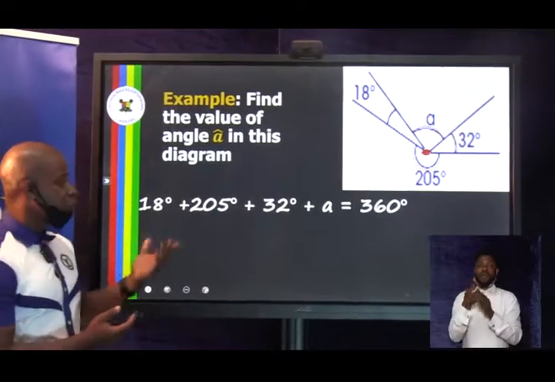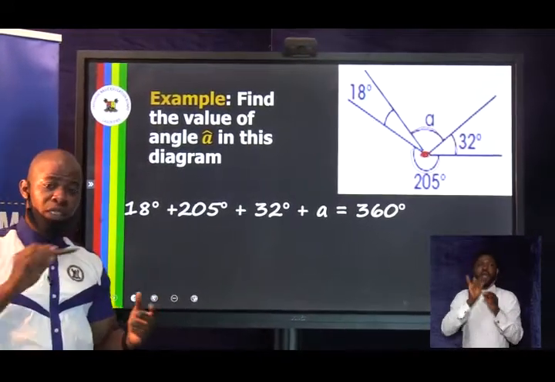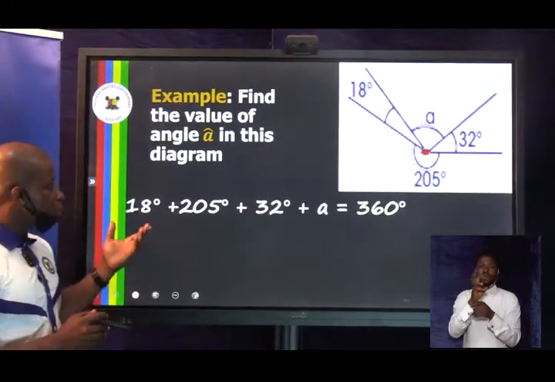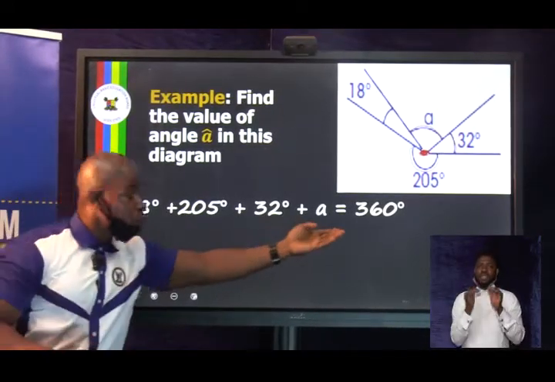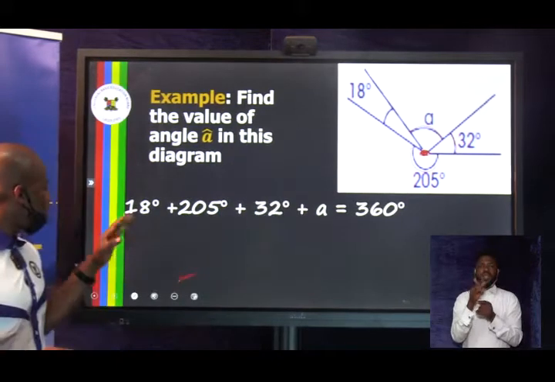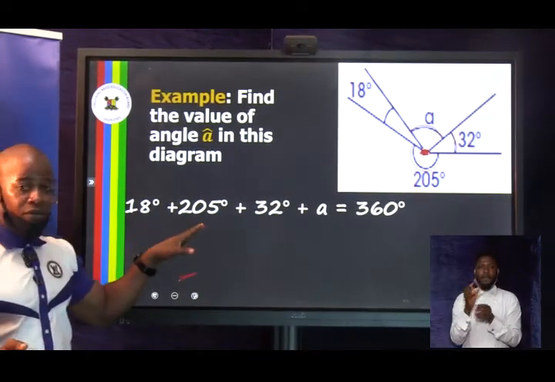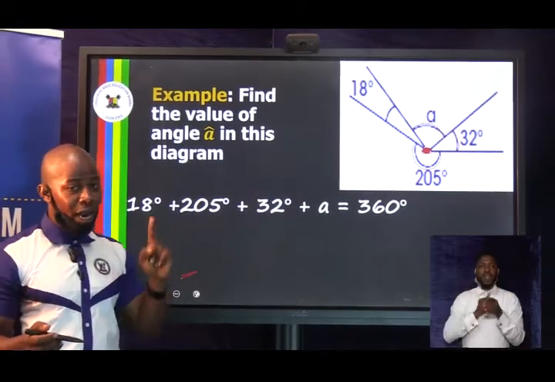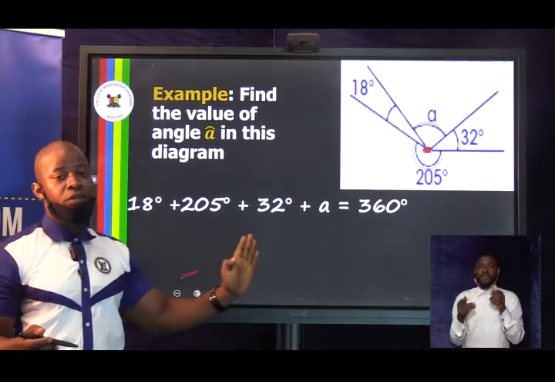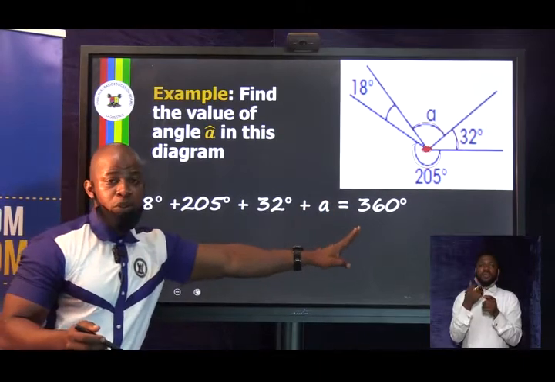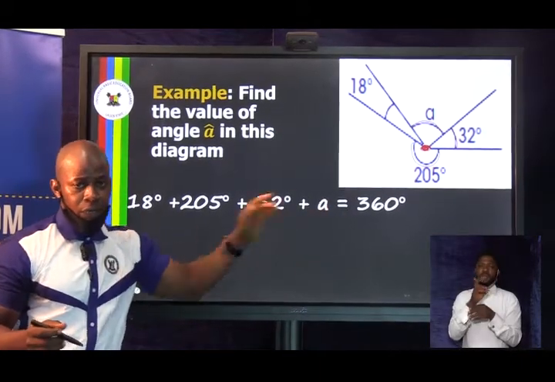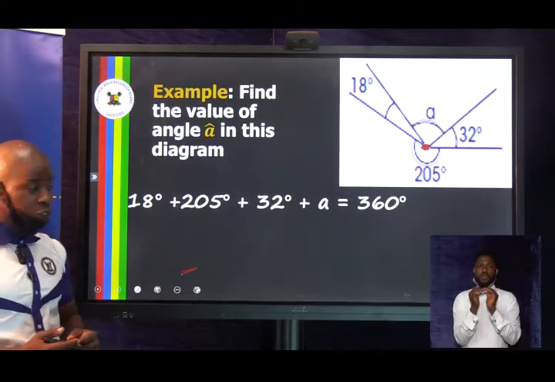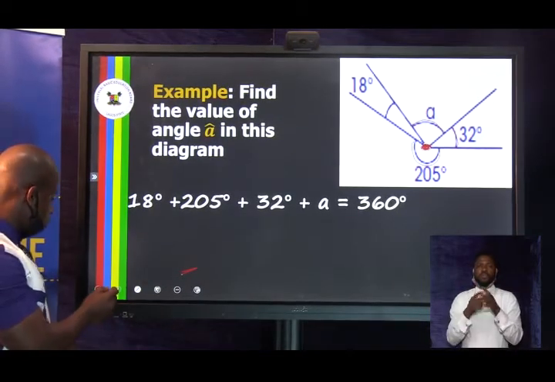So I'm going to add all of them together, knowing fully well that if I add all the angles around a point, I will get 360. So I bring all the angles together and equate them to 360. That means that 18 degrees plus 205 degrees plus 32 degrees plus that angle A that I do not know, if we had everything together, they are around the point. So they must give us 360 degrees. Our next task is just to solve this equation. So I'll just begin it for you.